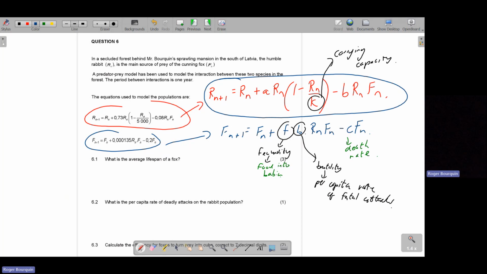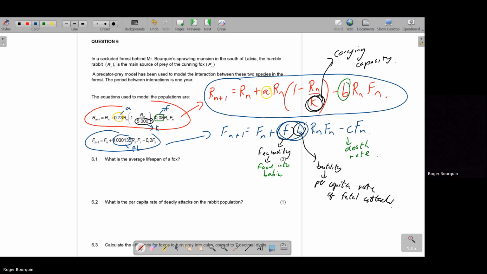So immediately we can see, link things up. 0.73 must be A. Your carrying capacity must be 5,000. Your per capita rate of fatal attacks, in other words B, is equal to 0.08. And the next one, F times B, coefficients of R and Fn. So that over there is FB, that is A, that is K, and that is F.